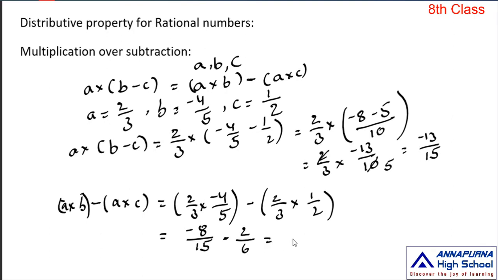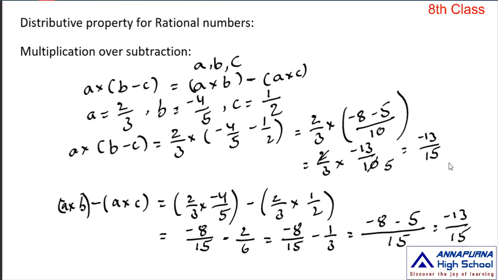2 by 6 can be written as 1 by 3. So it is equal to minus 8 by 15 minus 1 by 3. Here the LCM is 15 and the numerator is minus 8 minus 5. It is equal to minus 13 by 15. Observe the two answers. Both are the same.